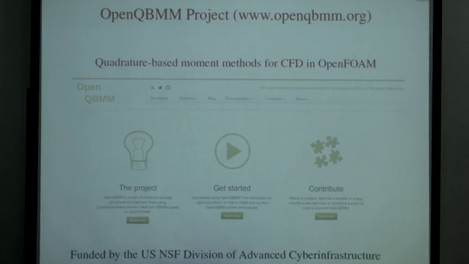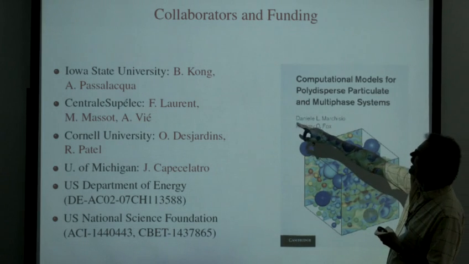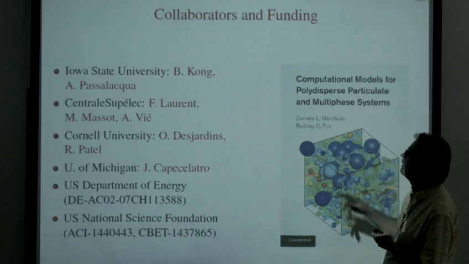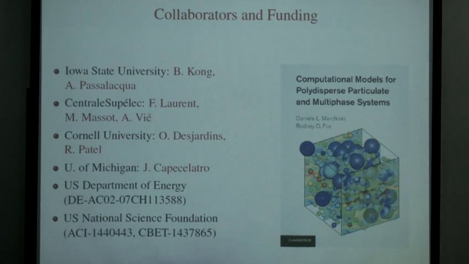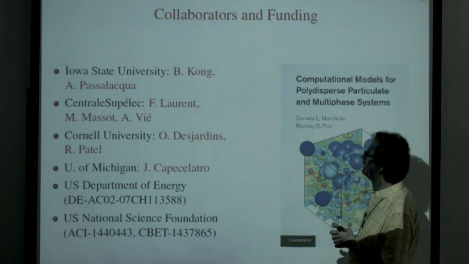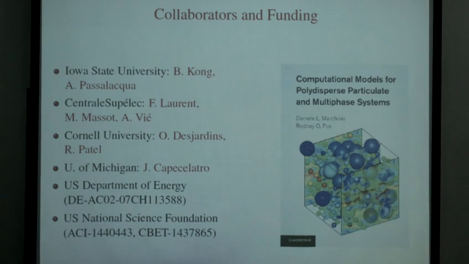Okay, so here are all of my collaborators. This is the book I wrote with Daniele that tells you more of the theory. The implementation in OpenFOAM was all done by Bo Kong at the top and Alberto. The hyperbolic work was done with Centrale Supélec, Frédérique Laurent and Marc Massot. The part with the NGA was done at Cornell and the NSF project. And of course, Jesse gives us all of the data that we use for comparison.